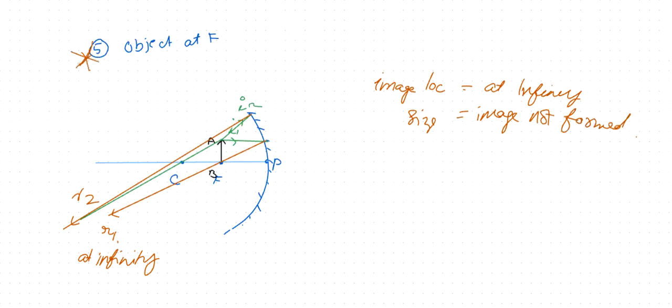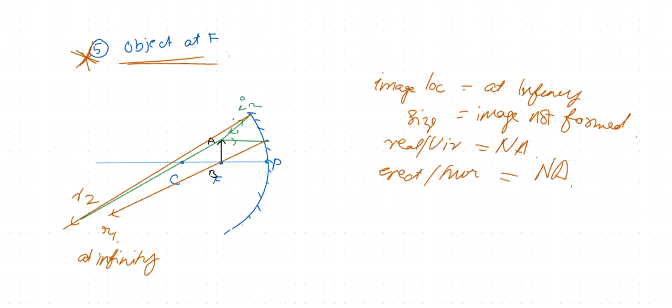So there is no real or virtual, not applicable, and erect or inverted, not applicable. So this is a special case. Remember, object at focus will not have an image formed. This was our fifth case. Let's move on to the sixth one.